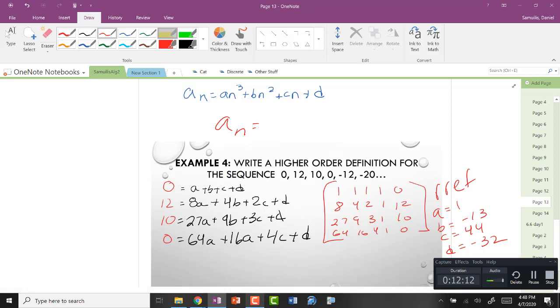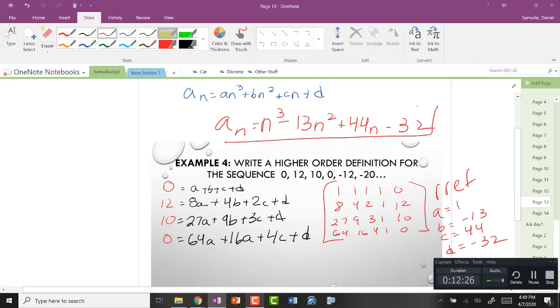So it would be n cubed minus 13n squared plus 44n minus 32. There we go. All right. I probably would have never figured that out. That last one, you may have been able to figure out that explicit formula without doing the second order definition for it, but this one I for sure would never have been able to just come up with off the top of my head. So that is how you find a higher order definition.